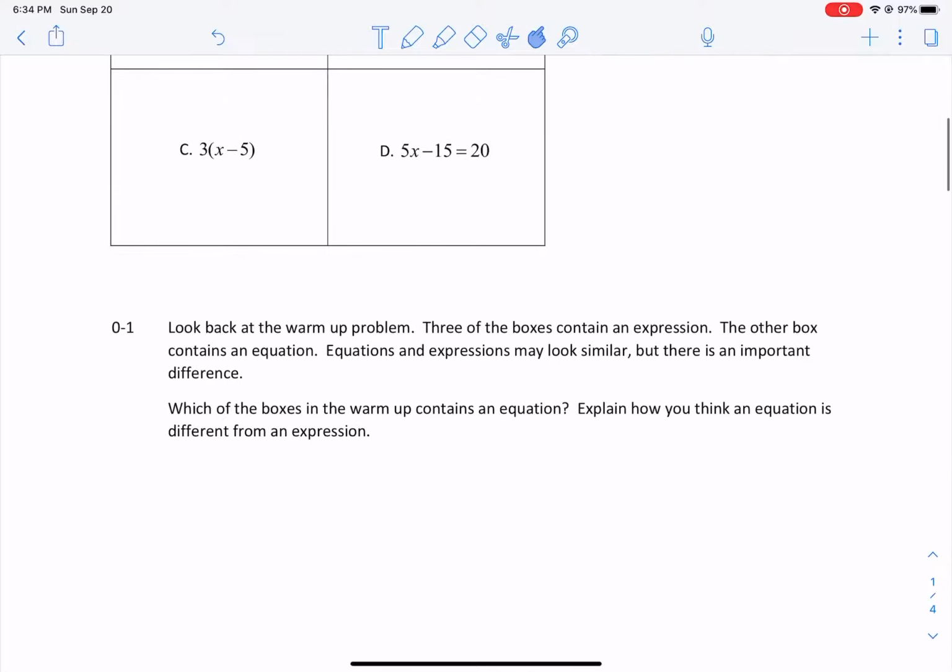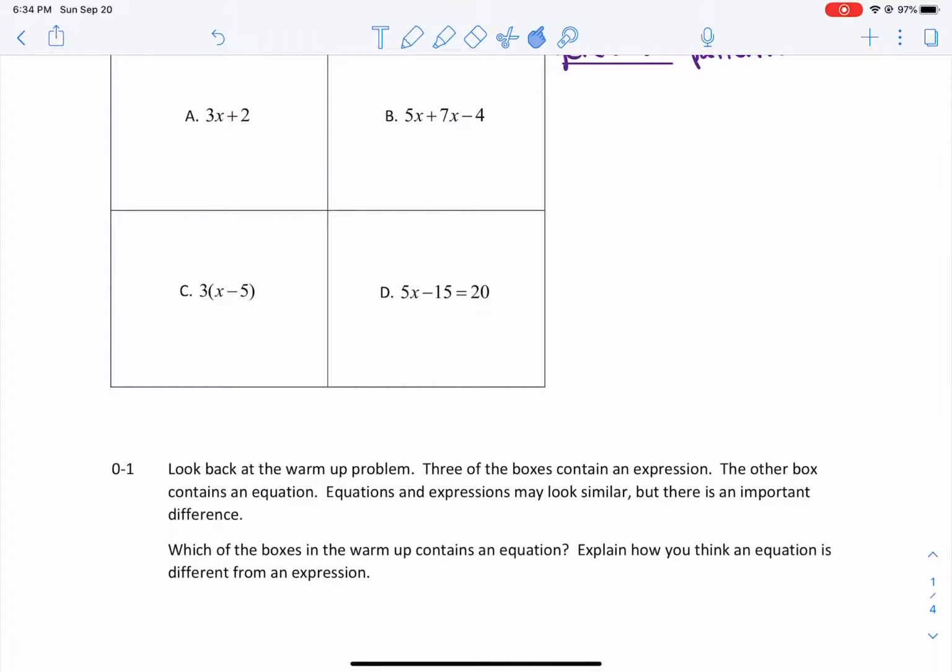It says here, look back at the warm-up problem. Three of the boxes contain an expression. The other box contains an equation. Equations and expressions may look similar, but there is an important difference. Which of the boxes in the warm-up contains an equation? Explain how you think an equation is different from an expression.